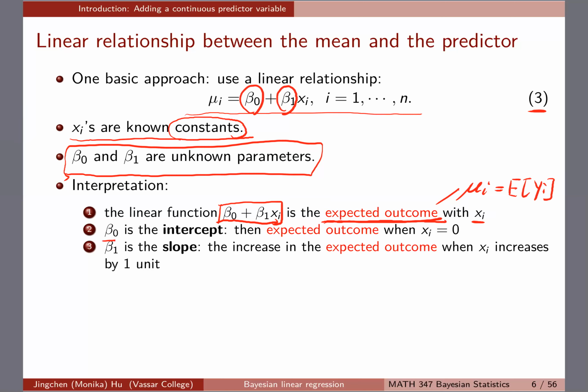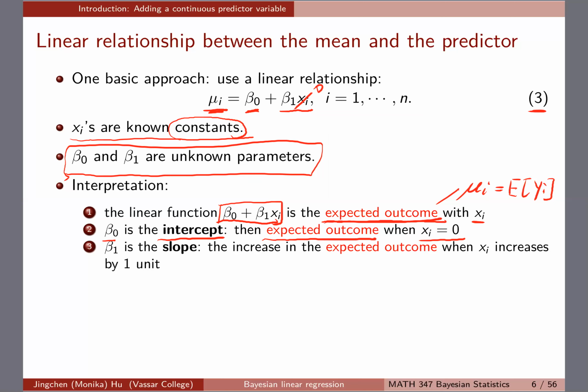Beta 0 is what people typically call the intercept. Have we heard this? That is the expected outcome when your xi is 0. If you look at the mean in equation 3, if your xi is 0, then the beta 1 xi term becomes 0. Then beta 0 is really just the expected outcome for an observation where its xi is 0. Okay? And similarly, beta 1 is what people call the slope.